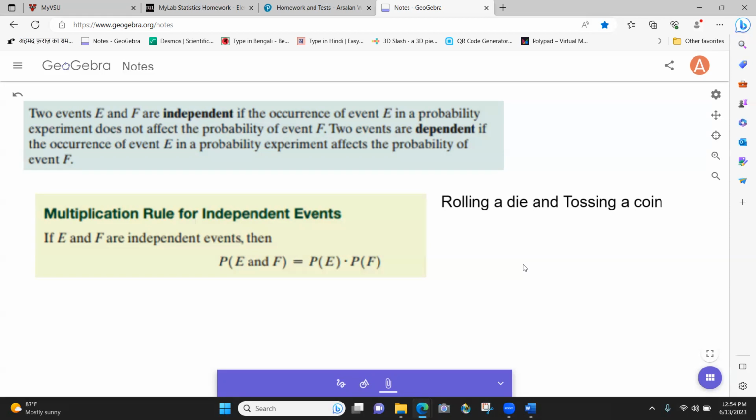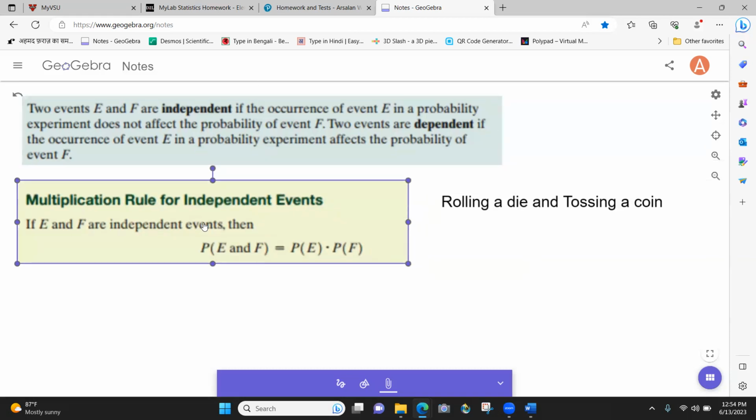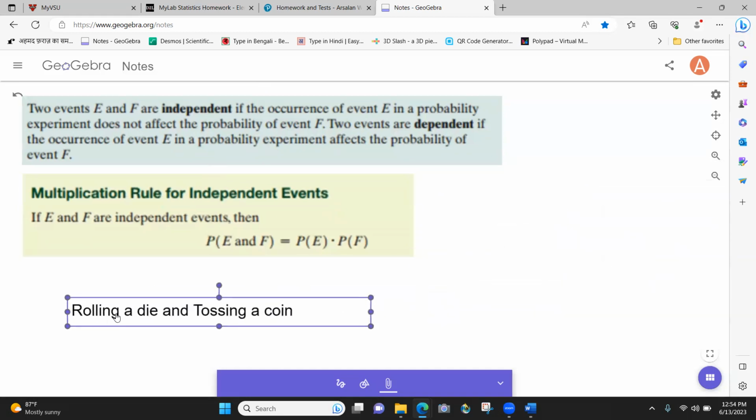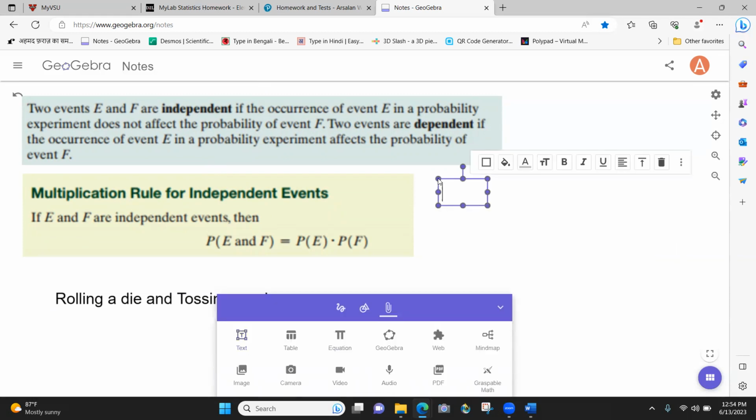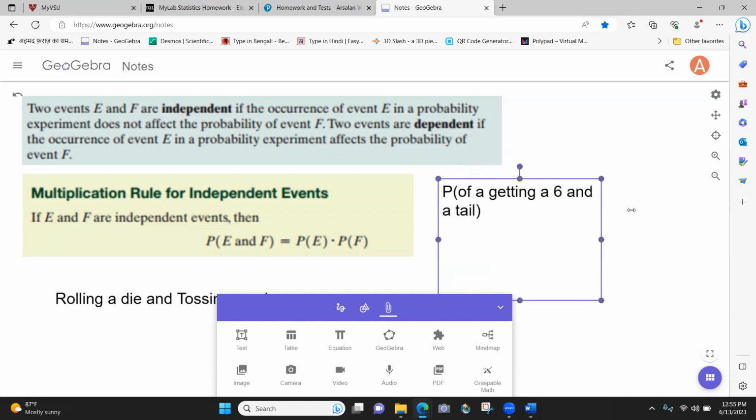If two events are independent and you want to know the probability of getting E and F, you simply multiply. Let me give you an example. You're rolling a die and tossing a coin. Let's go back to something very simple. What's the probability of getting a six on your die and a tail on your coin? Clearly, these two are independent events. They have nothing to do with each other.